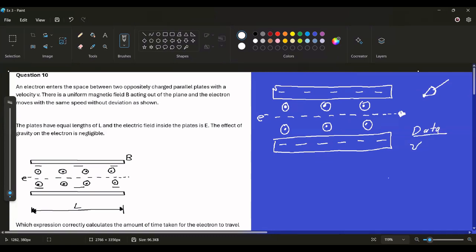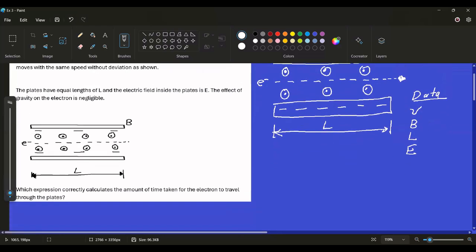We have a velocity of the electron, and there is a uniform magnetic field B, that's another data, out of the plane, and the electron moves with the same speed, so it's a constant V, no change. Now, the plates have equal lengths. That's the distance, so length is a distance, in meters. And also they said the electric field inside the plates is E. Good, so we have E also. And the effect of gravity is negligible, so we don't have to worry about g at all.